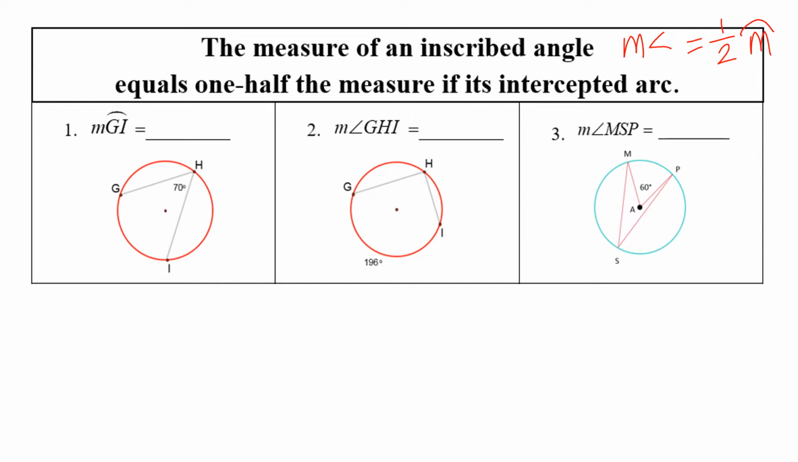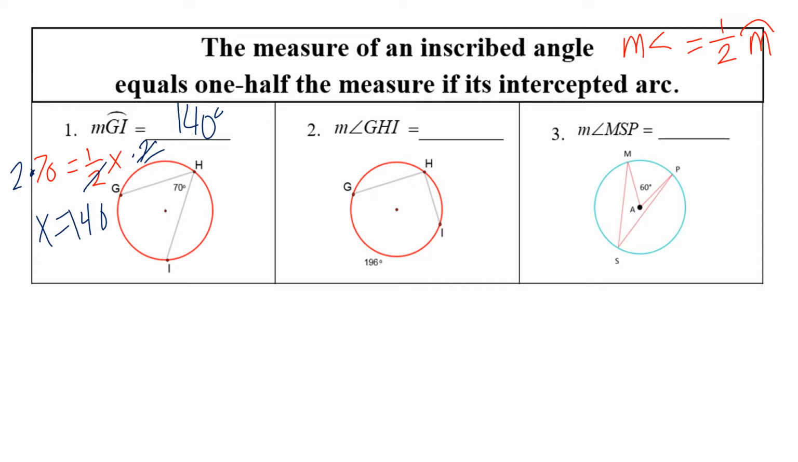Okay, so we are looking for the measure of GI. We have the inscribed angle, which is 70. We're going to have 70 equals 1/2 times x. Now these, you should be able to easily solve. I want to get x by itself, so I'm going to multiply both sides by 2. So that means x equals 140, because the 2's canceled and then you have x by itself. These are in degrees, so you're going to want to put 140 degrees.